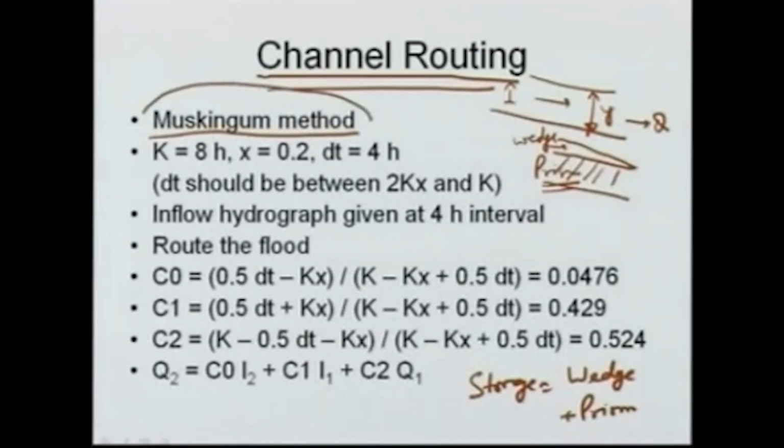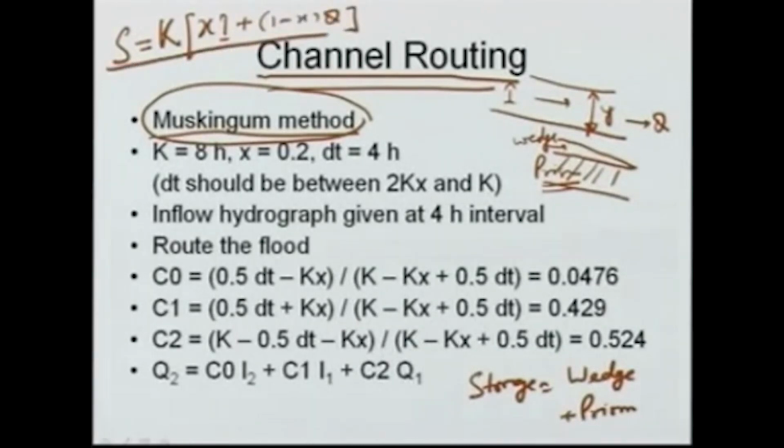In the Muskingum method, we assume a linear reservoir or linear storage as S. So, the storage in the channel, the wedge storage is proportional to the inflow, the prism storage is proportional to the outflow, and the total channel storage is given by factor k, which is a time constant, some weightage x to I and 1 minus x to Q.